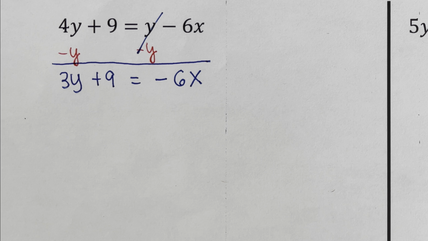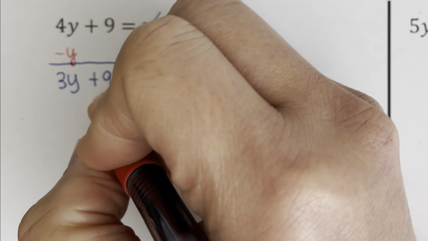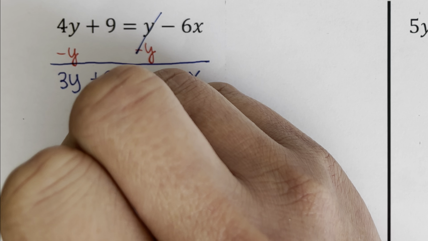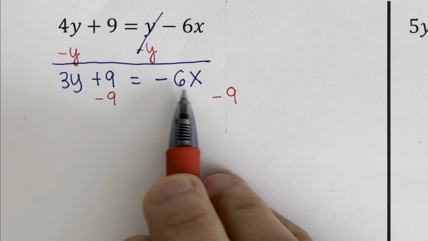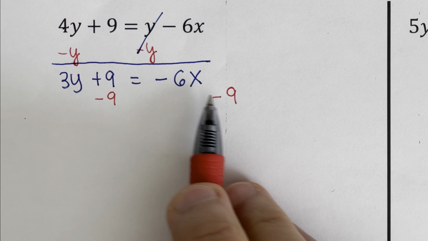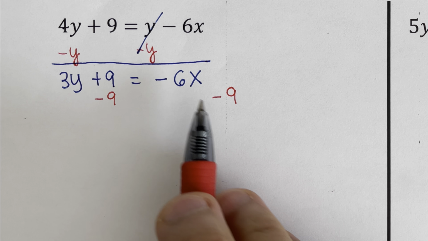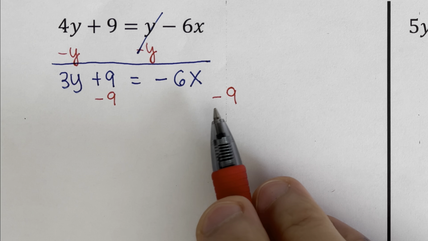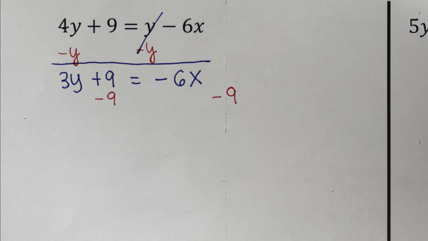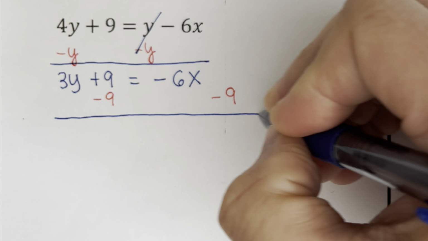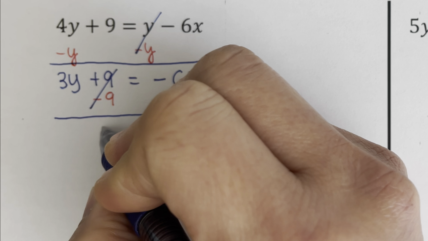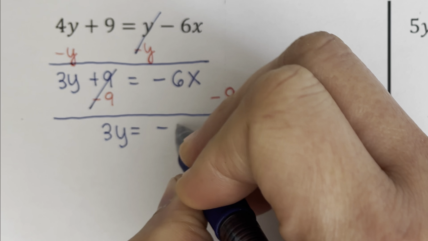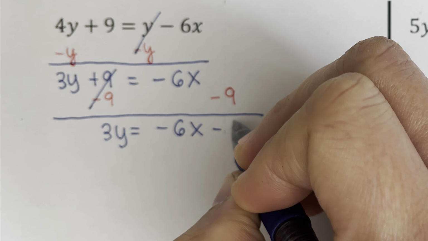Now, again, we wanted the y by itself here, so we are supposed to subtract 9 from both sides since that is a plus 9. So we're going to subtract 9, and we're going to put a minus 9 here. These two cannot be combined since they are unlike terms. So we put the 9 here as a constant so that we can go ahead and cross out the 9 and the 9 here. So then we are left with 3y is equal to negative 6x minus 9.